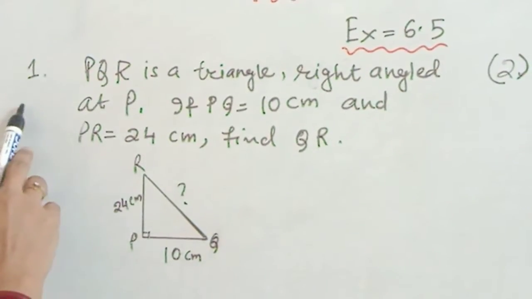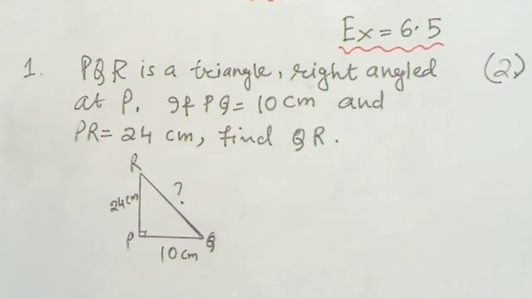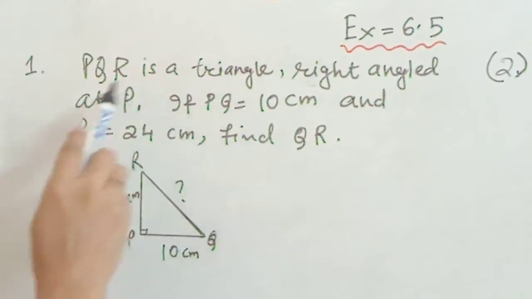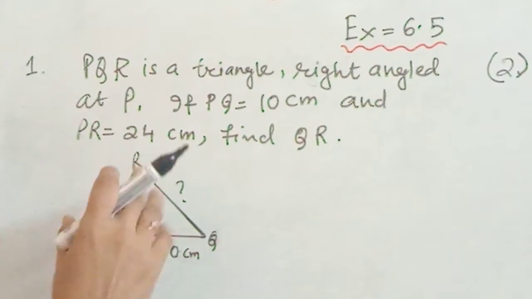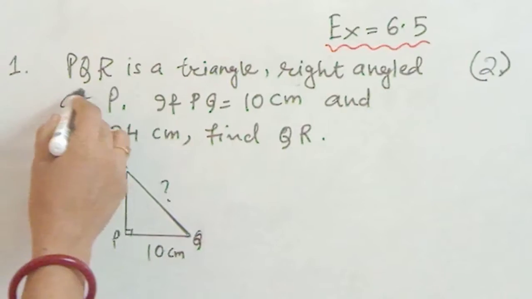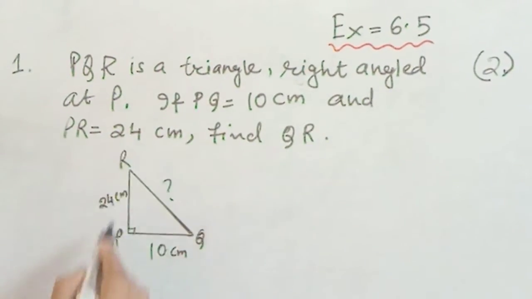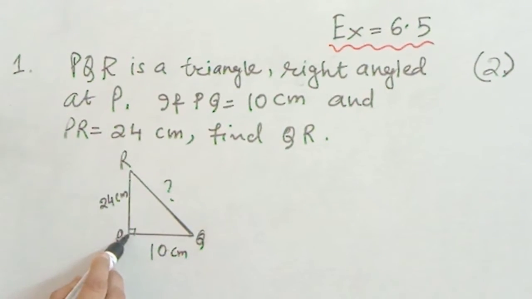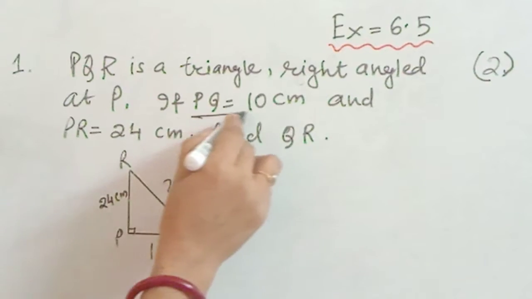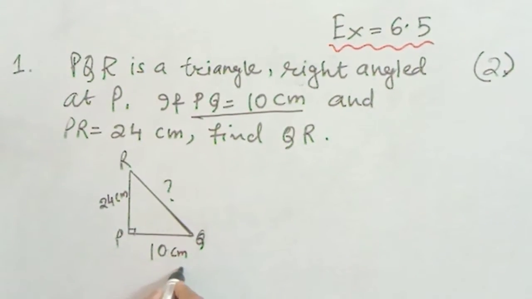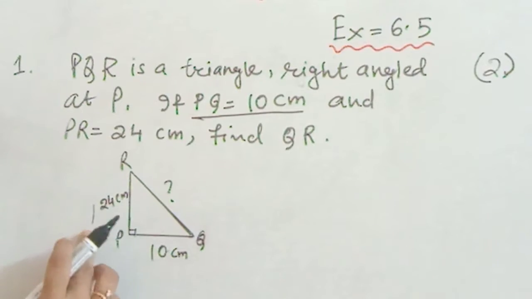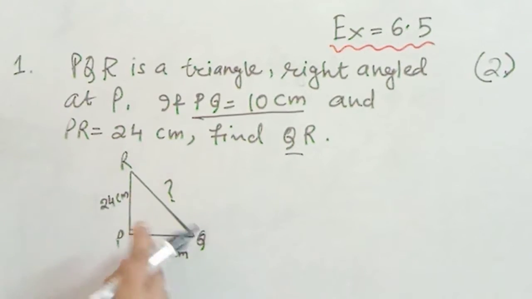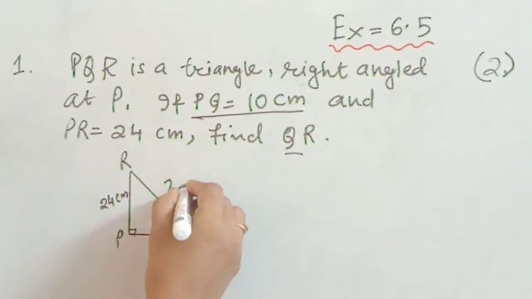Now we will do two sums, questions number 1 and 2 from exercise 6.5, which are related to Pythagoras theorem. PQR is a triangle, right angle at P. You can draw a rough sketch. If PQ is equal to 10 centimeter and PR is 24 centimeter, find QR. That means this side is missing, and this is the hypotenuse, so the hypotenuse is missing.